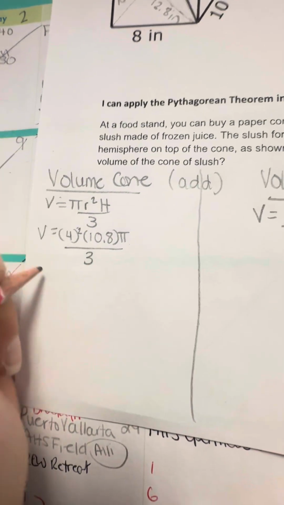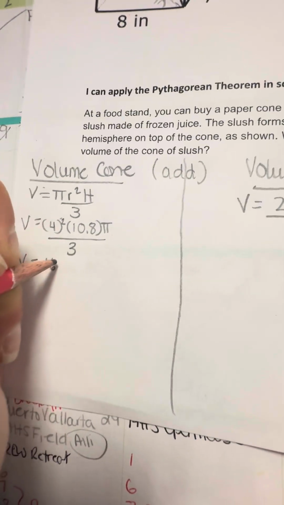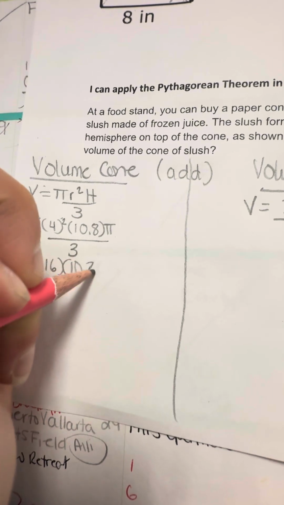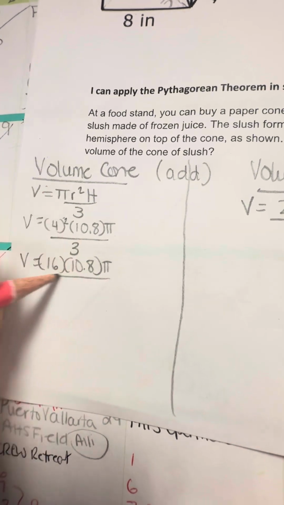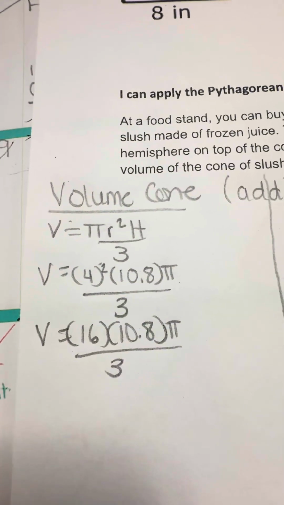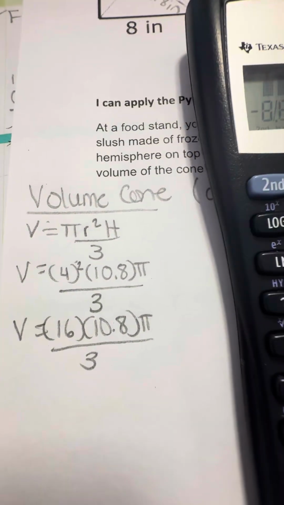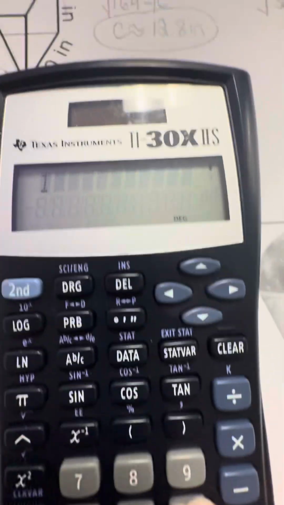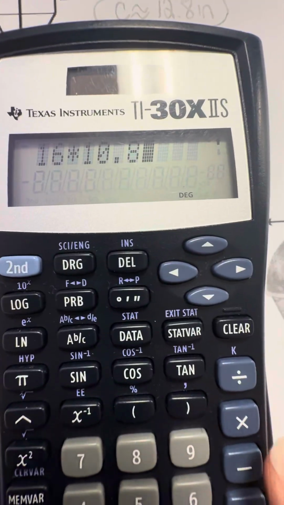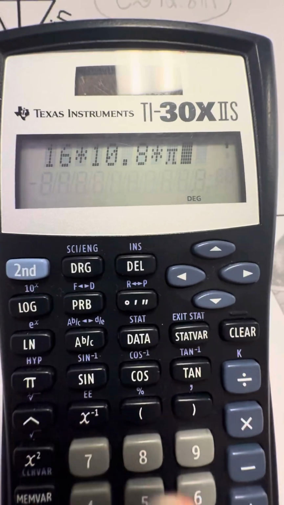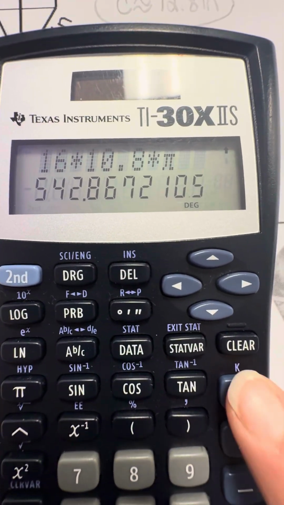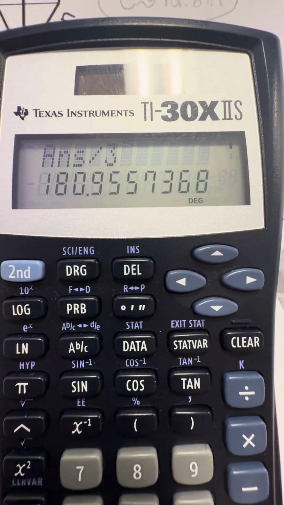So 4 squared is 16. And I always do the radius first because you have to do order of operations with these. So it's really important that you follow order of operations and you don't make a mistake with that. Since we're just doing the approximate on these, we're going to do 16 times the height, which is 10.8, then times the pi button. And then I'm going to hit equals, just to get the right answer here. So it's that whole number, and then we're going to divide that by 3 to get that cone's volume.